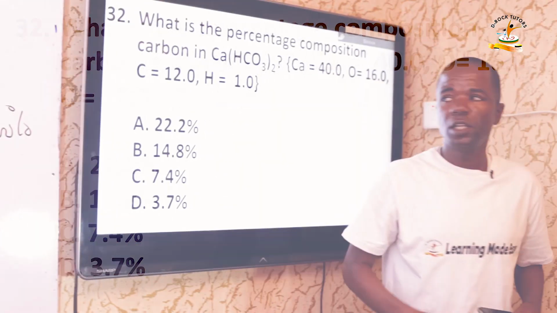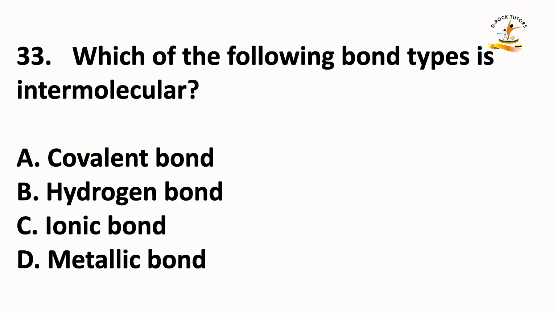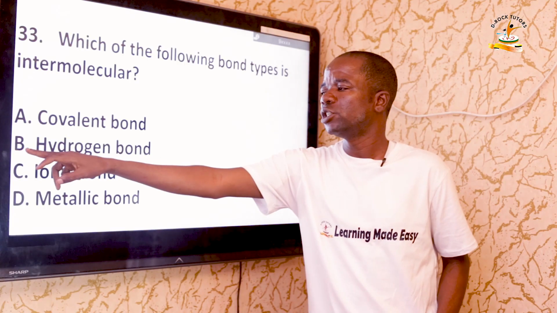Let's go to the next question, please. Number 33. Which of the following bond types is intermolecular? The only intermolecular bond here is hydrogen bond. Hydrogen bond exists between two or more molecules. So the correct answer here is hydrogen bond.